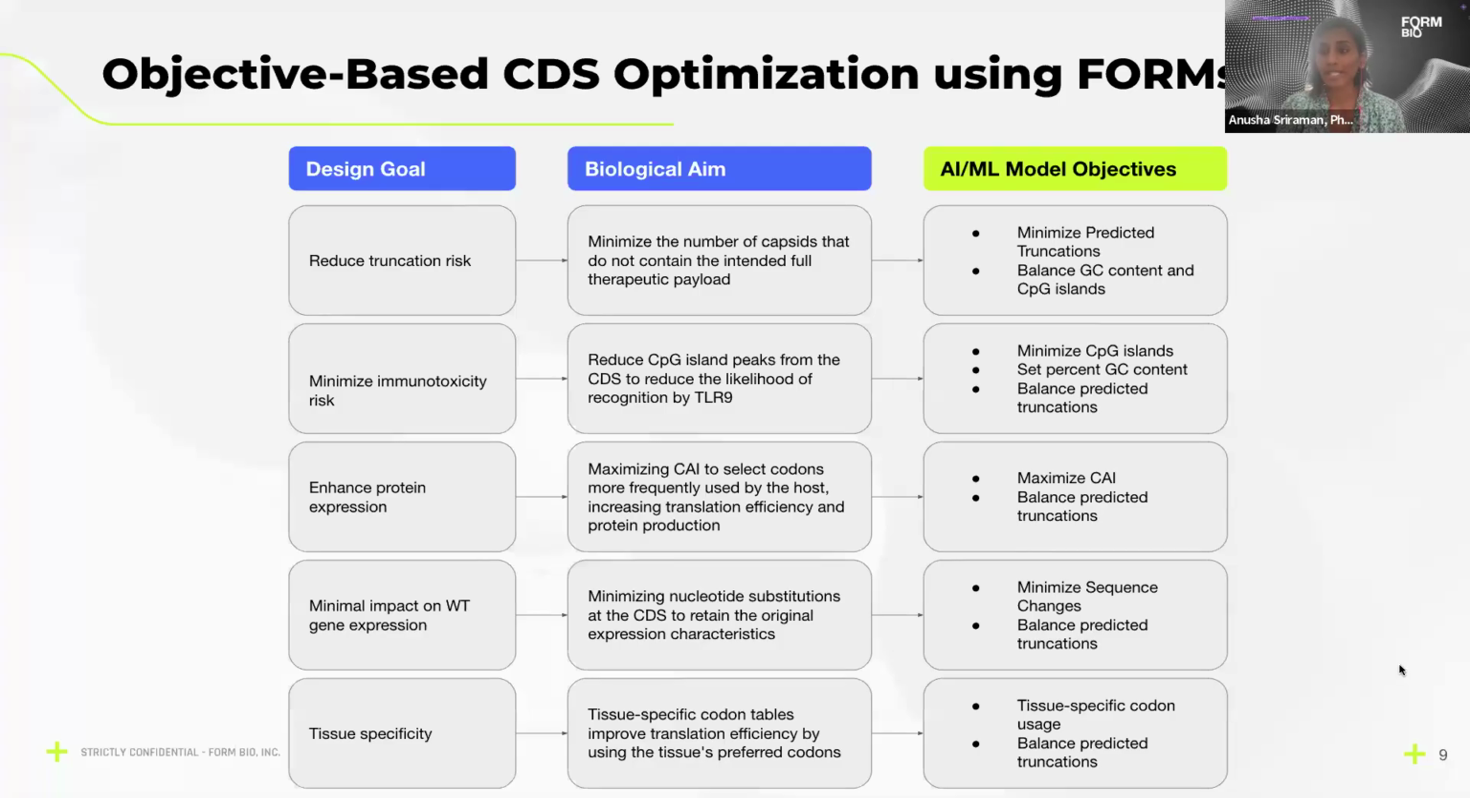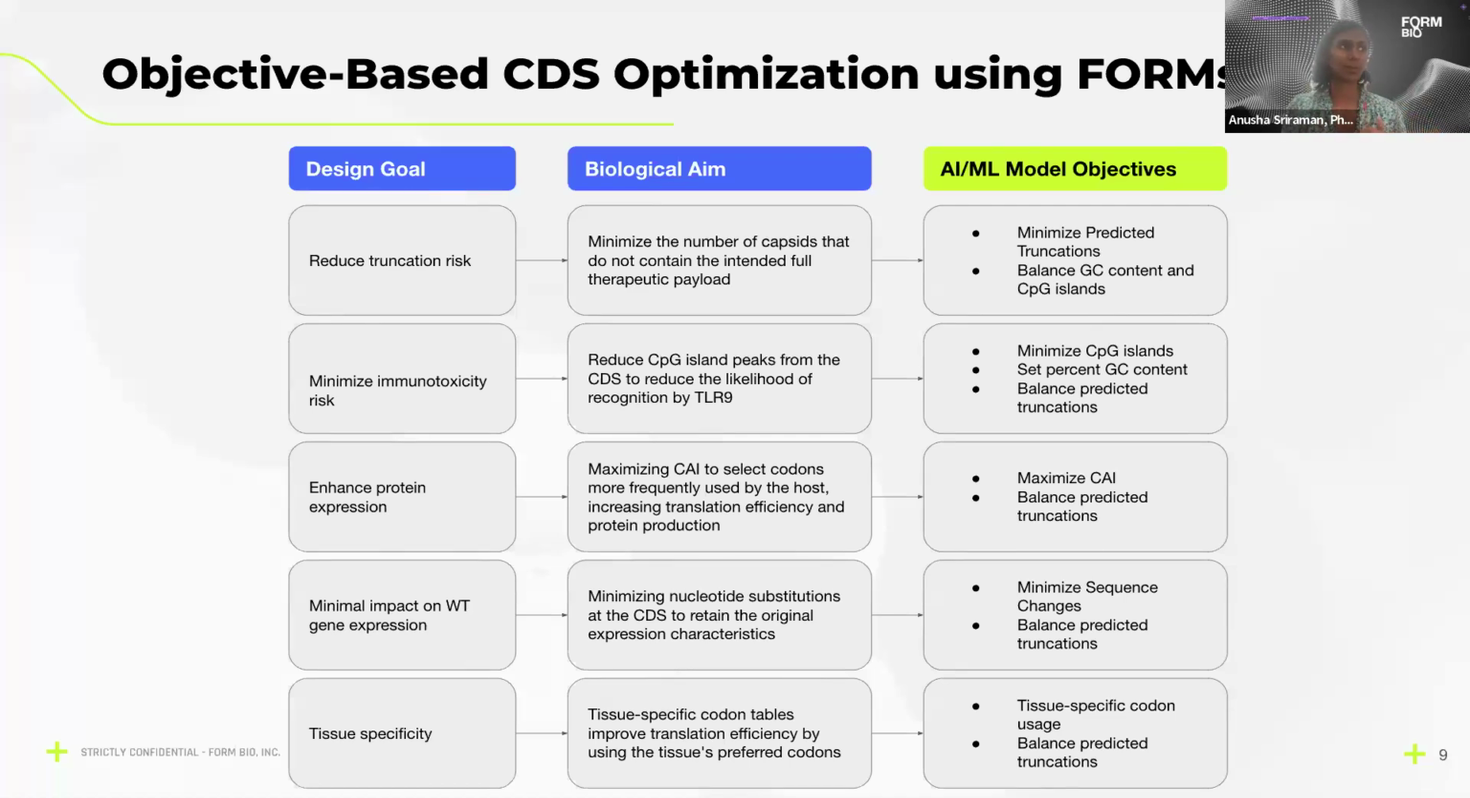Now that we're starting to explore FormSight AI, let's first focus on how this technology helps achieve specific design goals in vector design and optimization. These design goals that we have listed here are tailored to the therapeutic indication and gene of interest. So they're going to vary from one program to another. And let me walk you through how we approach these objectives.